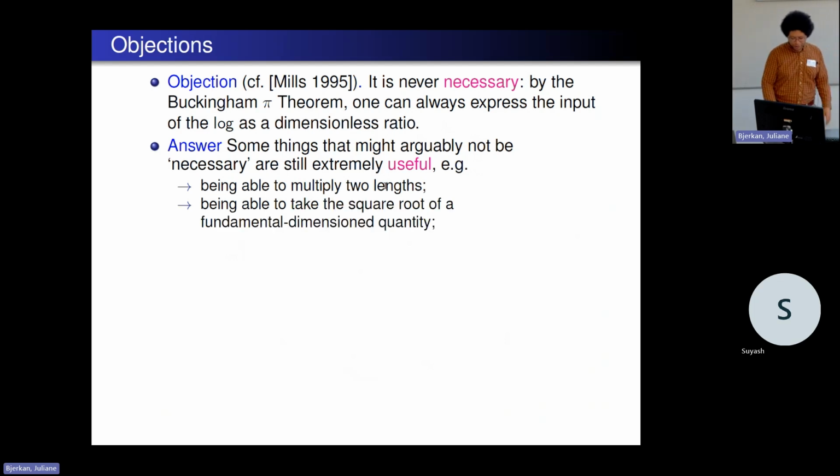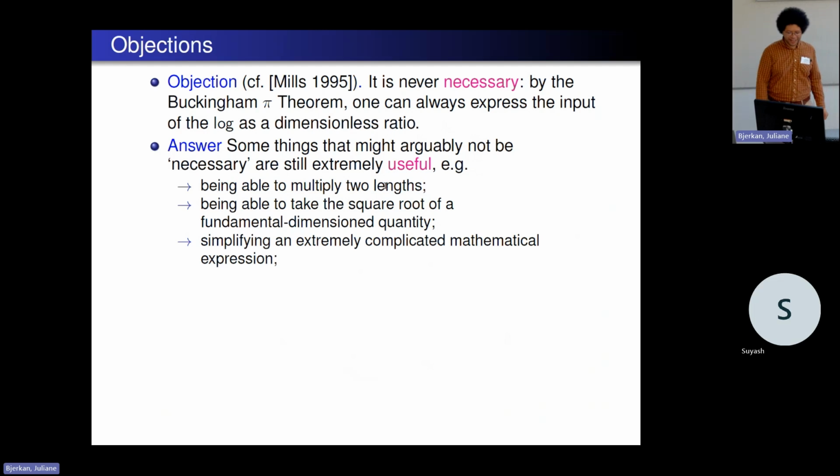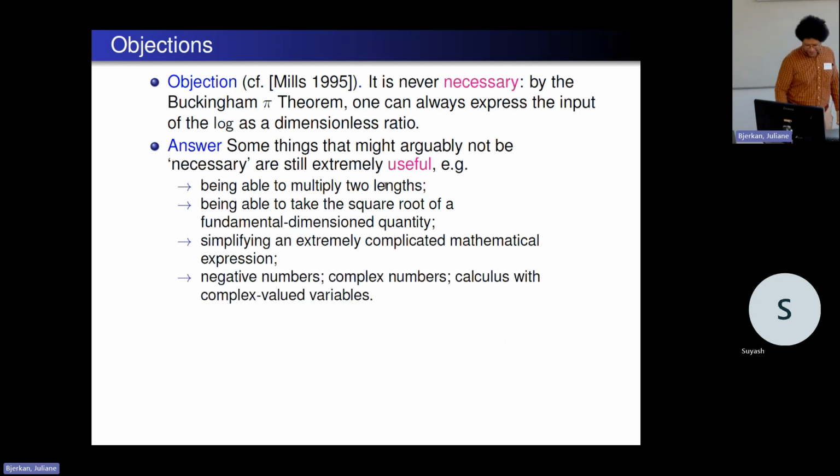Being able to take the square root of a quantity, like in the Brownian motion diffusion coefficients, simplifying an extremely complicated mathematical expression is not necessary, but it's useful. Negative numbers are not necessary. Complex numbers are not necessary. Calculus with complex numbers is not necessary, but they're all extremely useful.